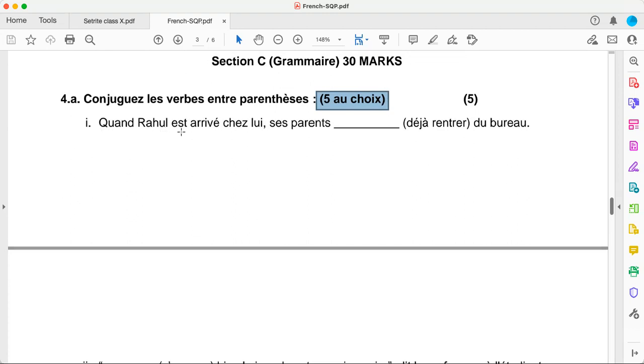Quand Rahul est arrivé chez lui, ses parents déjà rentrés du bureau. Now, you can see déjà with the verb, right? I told you when there is déjà, you will use two types of verbs, either future antérieur or plus-que-parfait. Now, we will see the first verb. Is it in past or in future? This is in past, passé composé. So, this will be in plus-que-parfait.